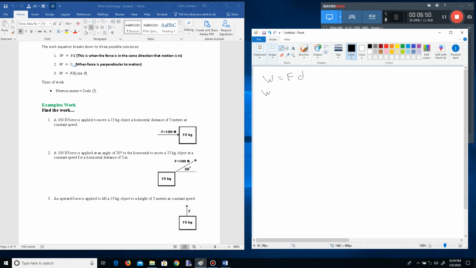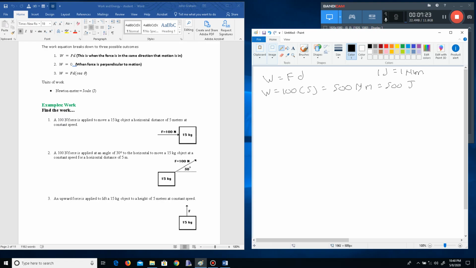Right, so work is going to be 100 times 5, and you get 500. The force is in newtons, the 5 is in meters, so you get 500 Newton meters. I kind of skipped this, but it's not much to say: 1 joule equals 1 Newton meter. Joule is the unit for work, for energy, for heat. So we can say 500 joules.